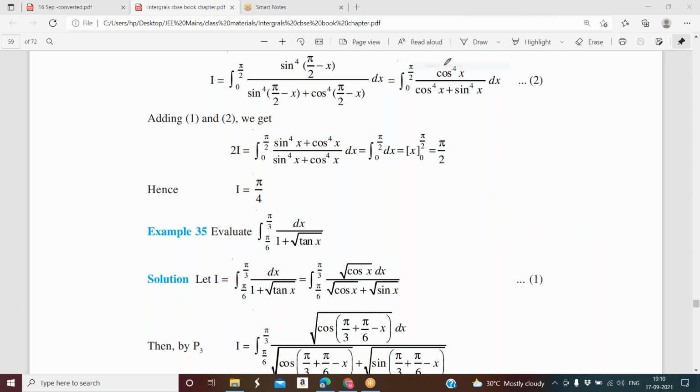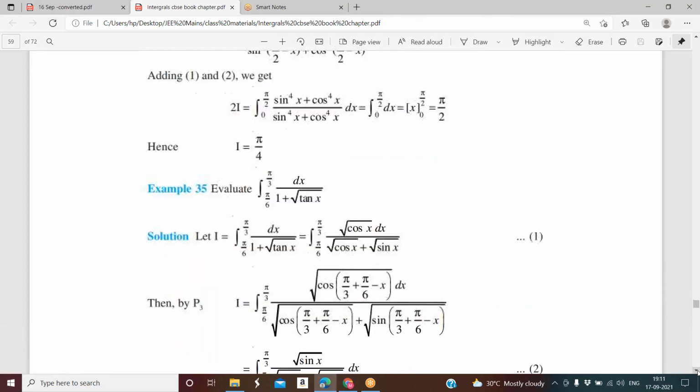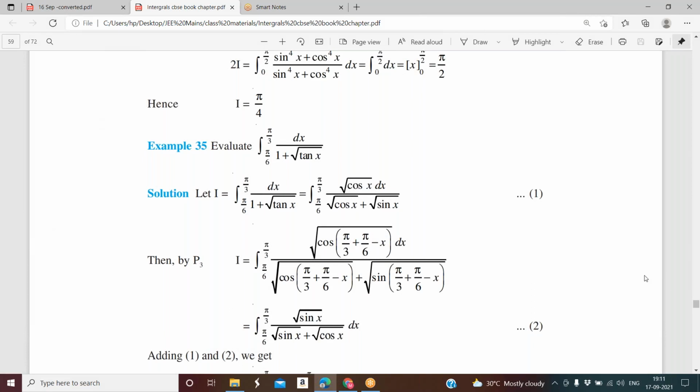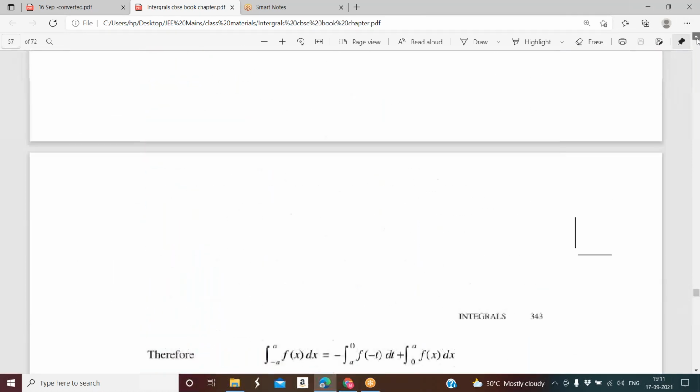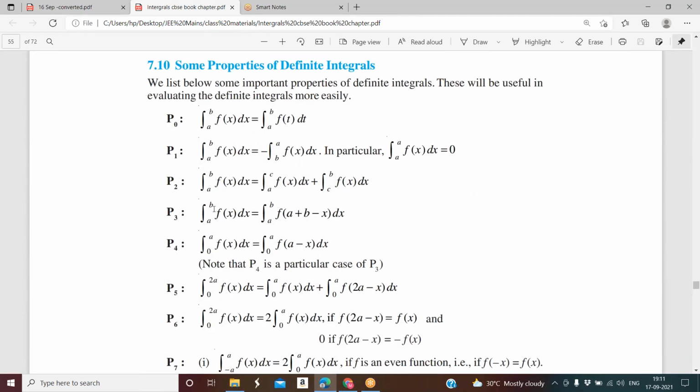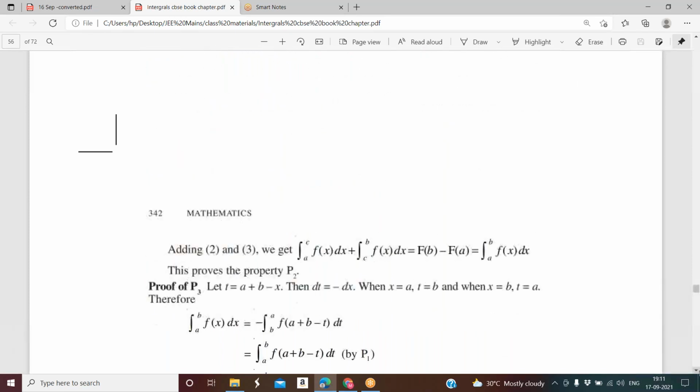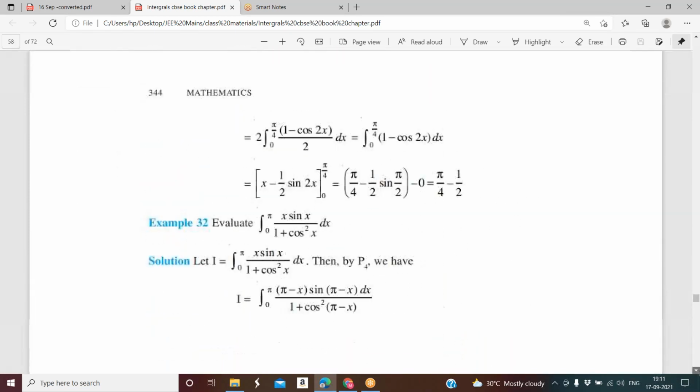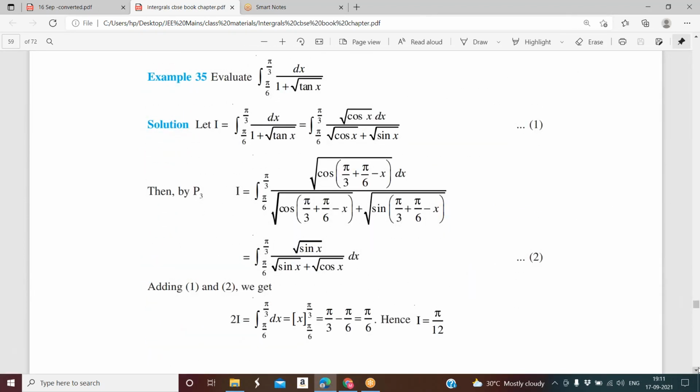Now I am going to use properties of definite integrals. In the last class we studied some of the properties of definite integrals. What is property number 3? Integral a to b f of x dx equals integral a to b f of a plus b minus x dx. We are going to solve this problem based on property 3.